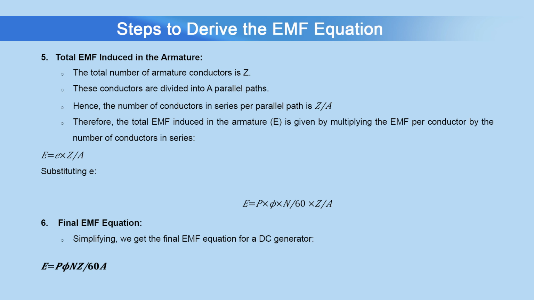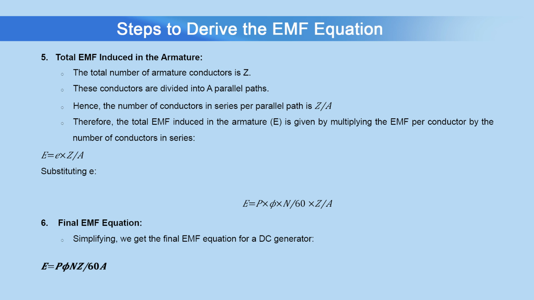By substituting the value of e, you will get the induced EMF in the armature, which is E equal to P phi N Z upon 60A. So the final EMF equation we have derived is capital E equal to P phi N Z upon 60A. This is the EMF equation for the generator, and this EMF is known as the back EMF in case of a DC motor.